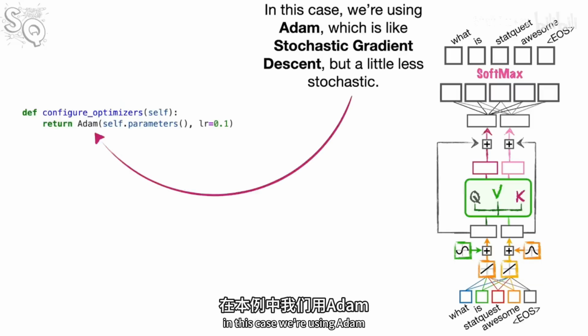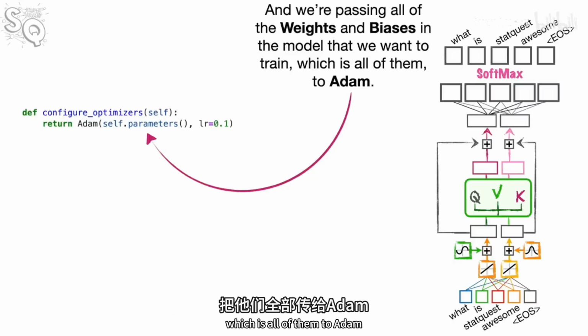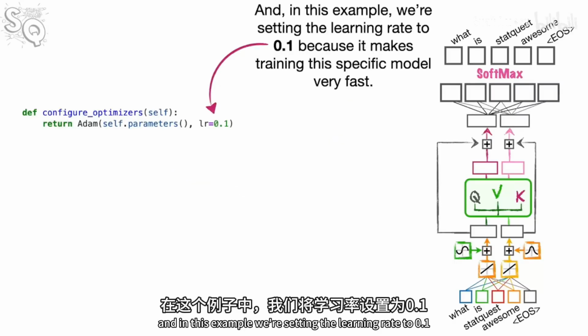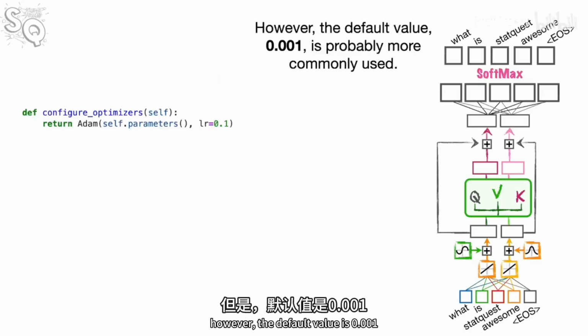In this case, we're using Adam, which is like stochastic gradient descent, but a little less stochastic. And we're passing all the weights and biases in the model that we want to train, which is all of them, to Adam. And in this example, we're setting the learning rate to 0.1 because it makes training this specific model very fast. However, the default value, 0.001, is probably more commonly used.